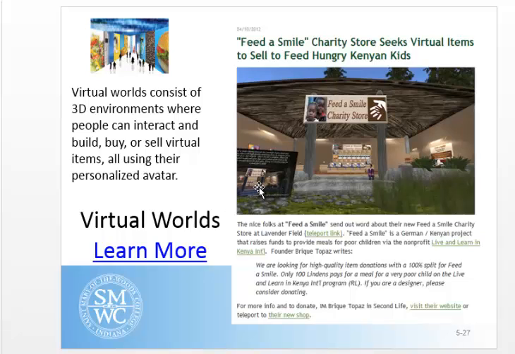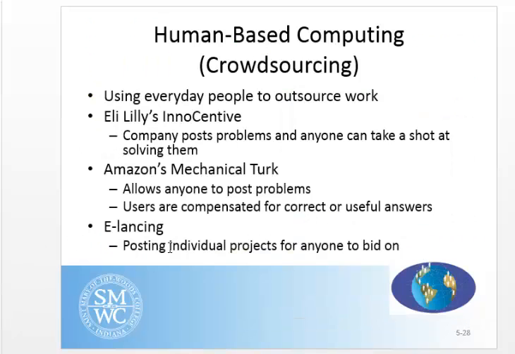Here's an example of a not-for-profit using Feed a Smile charity store. I think this is pretty cool because you basically make a donation and you get a t-shirt for your avatar. I like that. And there's some new things that are out now that you may find interesting. For example, Eli Lilly does an incentive where they post a problem and anyone can take a shot at solving it and, of course, receiving compensation for that. And there's all kinds of e-lancing opportunities for that.